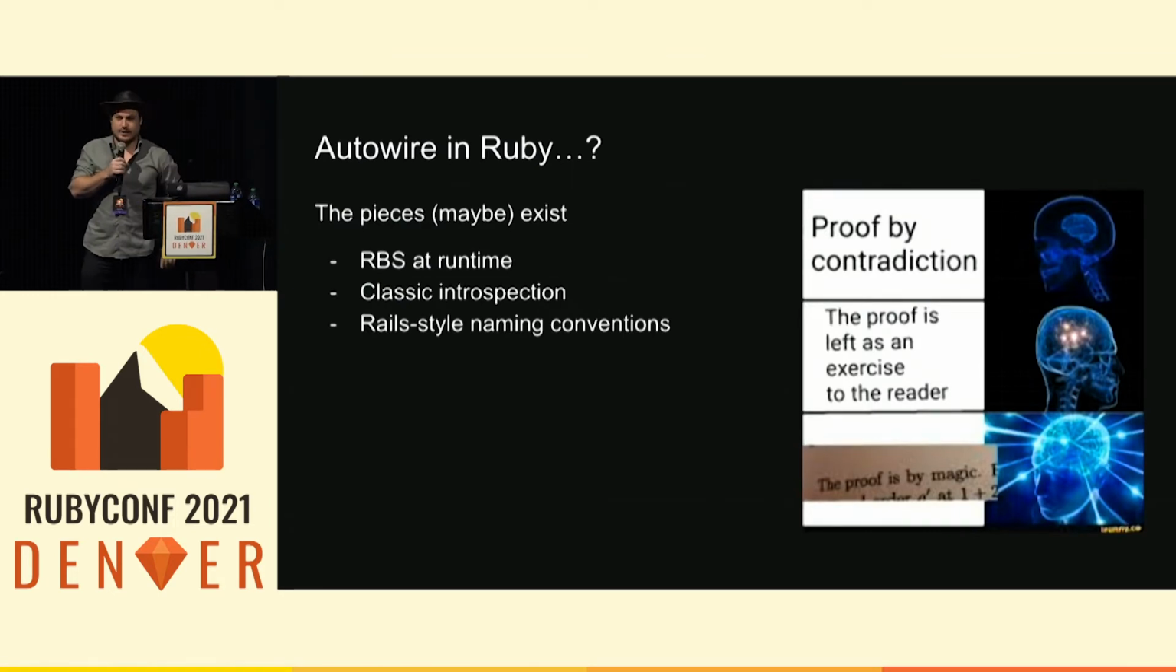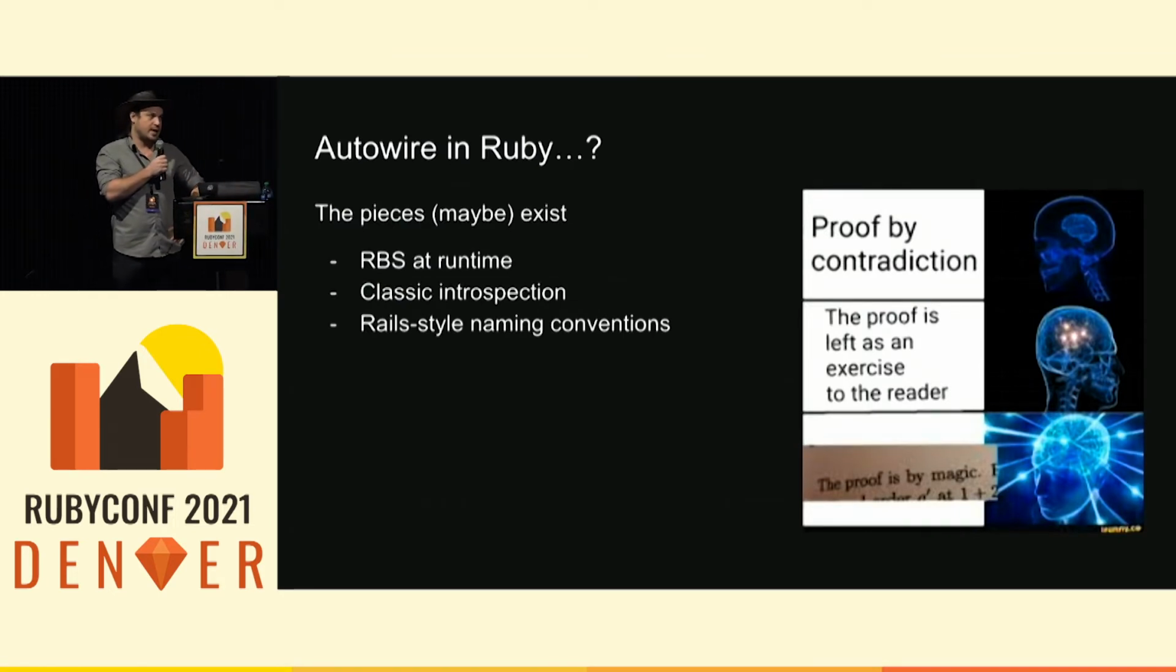So theoretically, we could create some sort of auto-wire system using the new type system because it is available at runtime. We can use any of our classic Ruby introspection tricks. And of course, this is very similar to the Rails-style naming conventions, even if it is forking off of a fundamentally different set of operations.